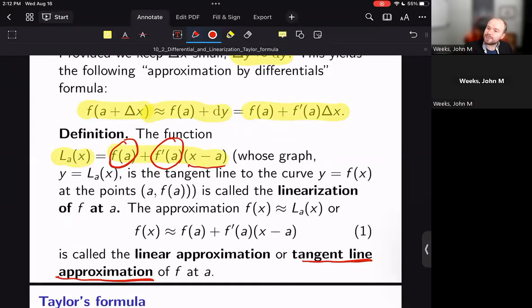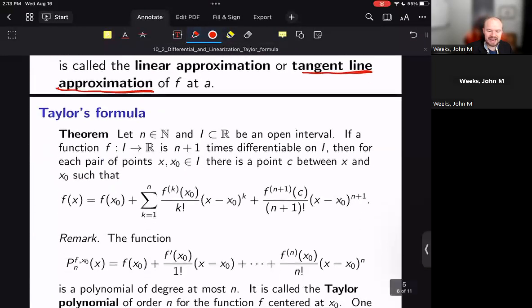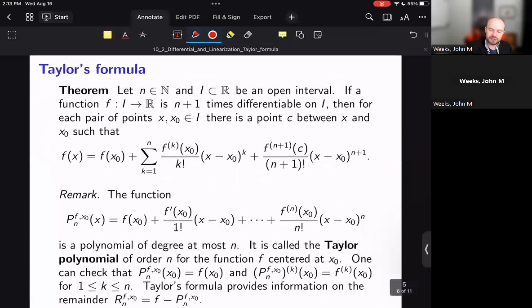Now the question is, can we do better? Could we do more if we say, okay, I don't want a line to approximate this, I want a quadratic equation to approximate this? Well, the way that we end up doing this is we start trying to apply linearization not to f, but to f prime. And that's exactly what we're going to do in Taylor's formula. Here is Taylor's formula.